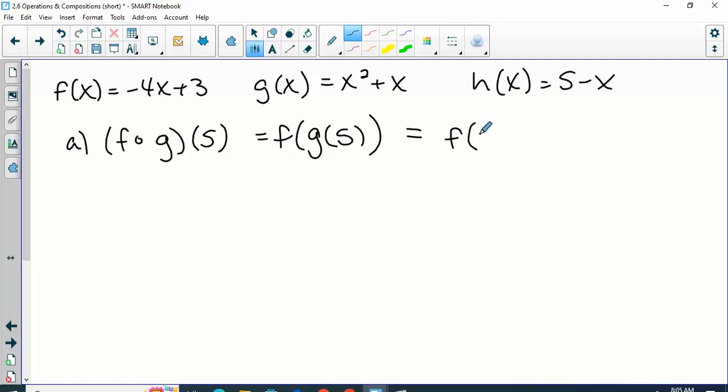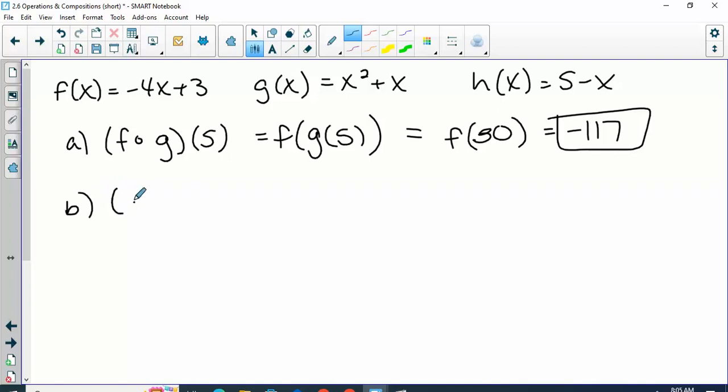5 squared is 25 plus 5 is 30. Plug a 30 into f, so you get negative 120 plus 3, so negative 117.